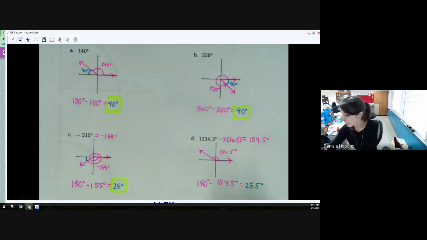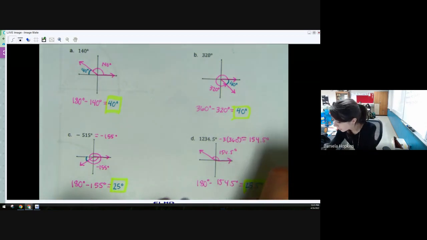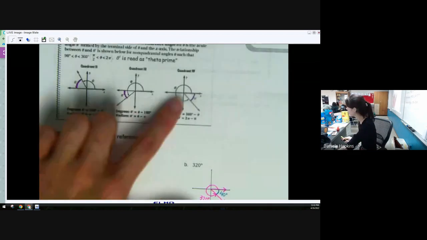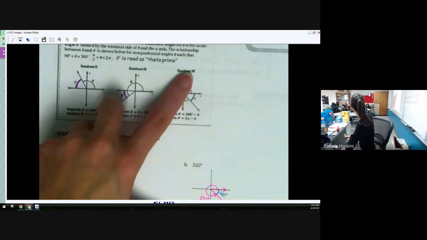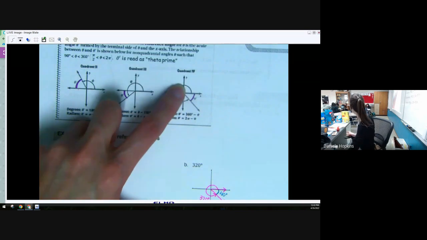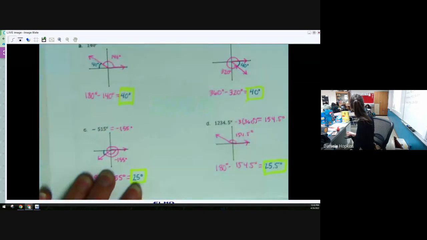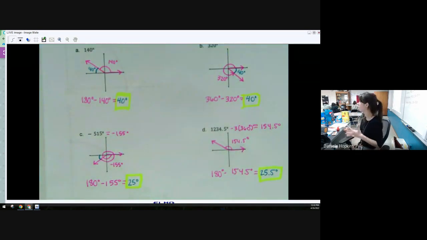So as long as your reference angle is positive, it should be under 90 degrees, right? Because it should be if you're subtracting 180 or 360. That's also why there's not a rule for quadrant 1, because technically any angle that's in quadrant 1 is its own reference angle, right? Does that make sense? So that's why there's not a rule for that. How do we feel about reference angles? Good. Good.